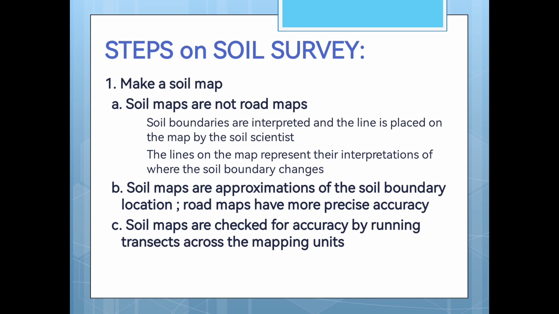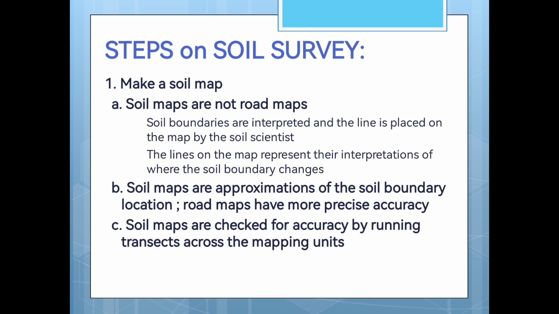Soil maps are approximations of the soil boundary location. On the other hand, road maps have more precise accuracy. Kita mo ngayon yung sa Google Maps, di ba? Talagang makikita mo ngayon yung street names, naka-indicate talaga siya eksakto kung ano yung makikita mo sa isang lugar. While the soil maps are only approximations of the soil boundary location.